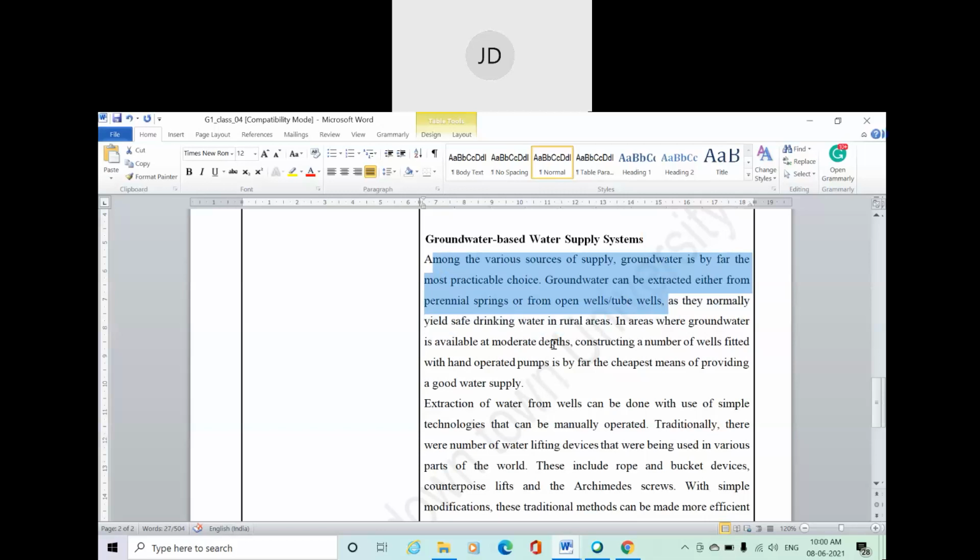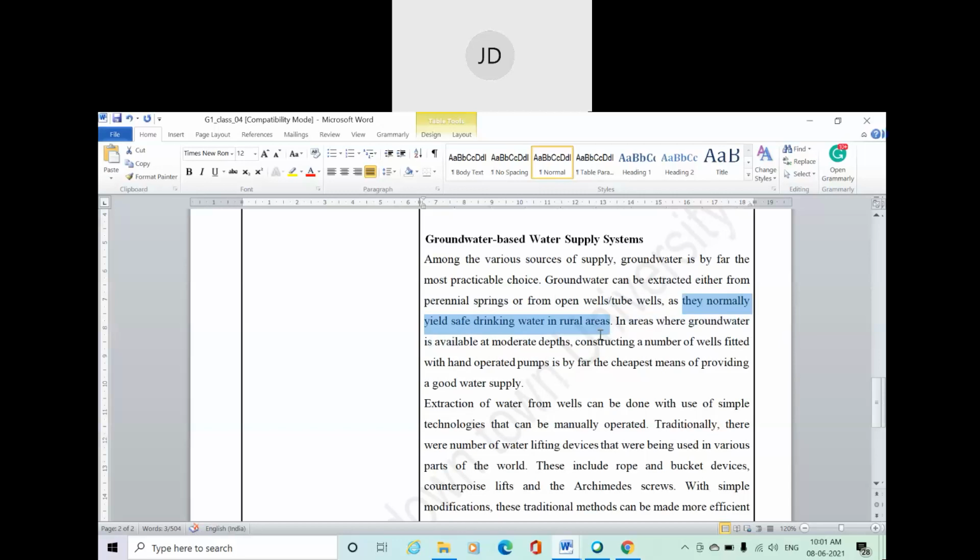Whatever well you are using, whatever groundwater source you have, the tube well or boring, these are all based on a groundwater water supply system. Spring is also a part of groundwater. Suppose there is a spring nearby. If you are collecting water from the spring, that is a groundwater supply. Tube wells and open wells are all groundwater based water supply, as they normally yield safe drinking water in rural areas.